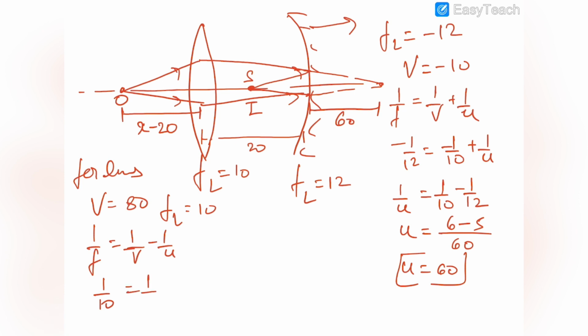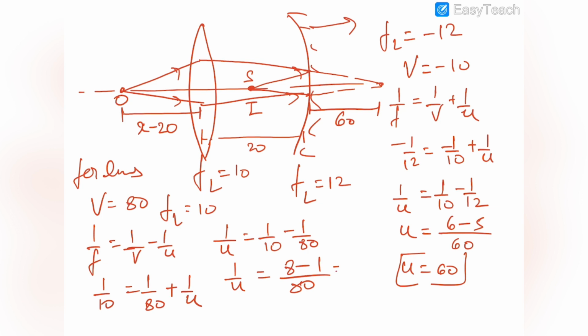is equal to 1 upon v, which is 80, minus 1 upon u. Okay, and u is obviously negative because the object of this lens is this one. So this would be plus. So 1 upon u would be equal to 1 upon 10 minus 1 upon 80. Okay, so 1 upon u would be equal to 8 minus 1, which is 7 by 80. So u would be equal to 80 by 7.